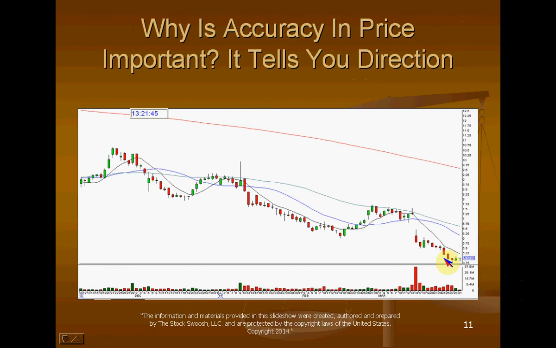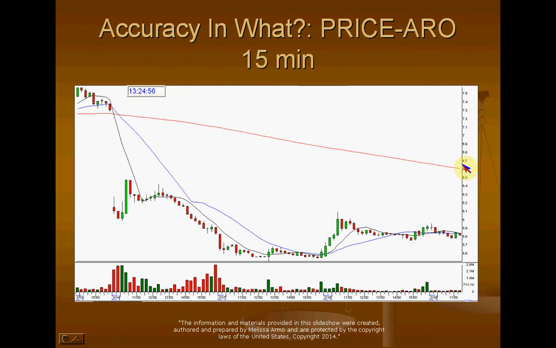The video's on YouTube. But how did I know? How did I know I was going to do it? And what was the tricky thing about this on the day? Well, let's look at it. On the 15-minute chart, ARO did a big bar like this. Okay, here's the opening price. This is a 15-minute chart. This is the day of the gap, the day I called it lower.